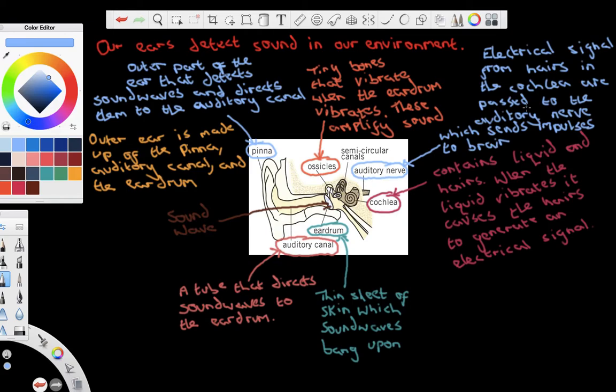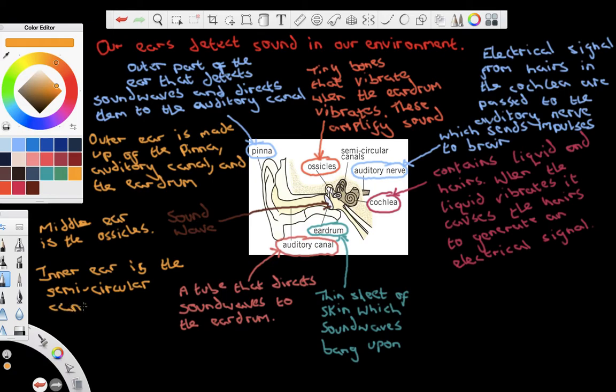So we've already said that your outer ear is made up of the pinna, auditory canal, and the eardrum. The ossicles make up your middle ear, while the inner ear is the cochlea and the semicircular canals.